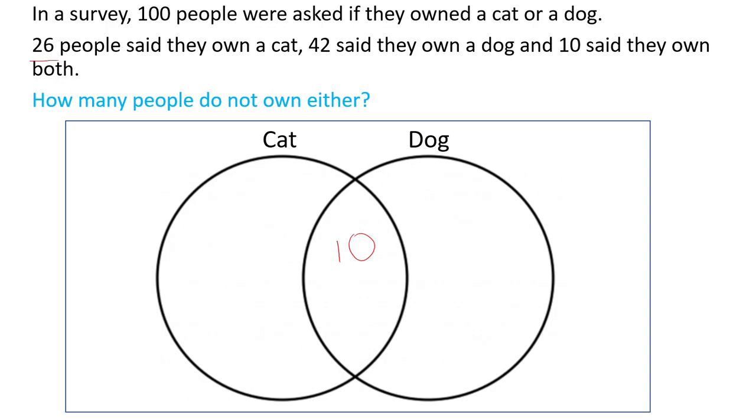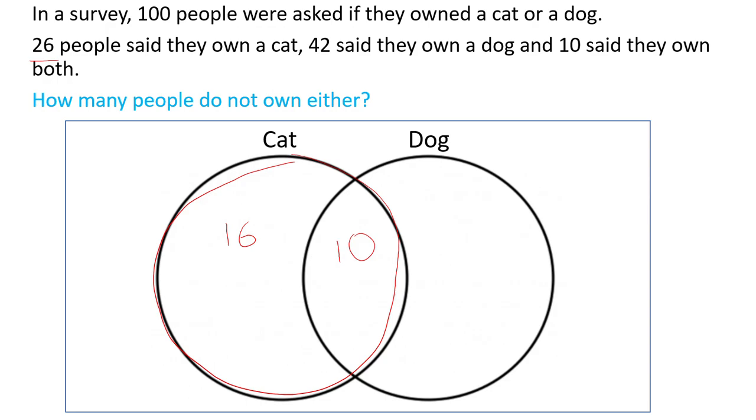Now, the people who own a cat are accounted for in this section of the Venn diagram. And so far we've already accounted for 10 of them. So we need to go from 10 to 26. So there's 16 missing, and those 16 will fit in this section of the Venn diagram here. So you can see in total there's 26 people within that circle for cats. So 16 people own a cat only, and 10 of those people own a cat and a dog.